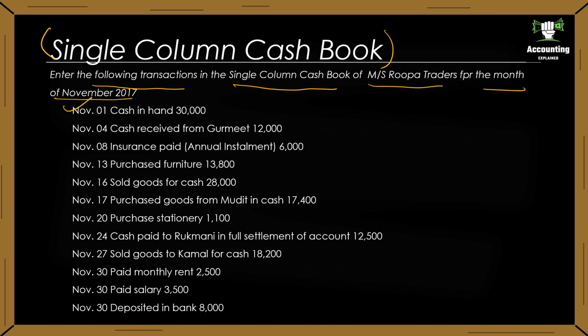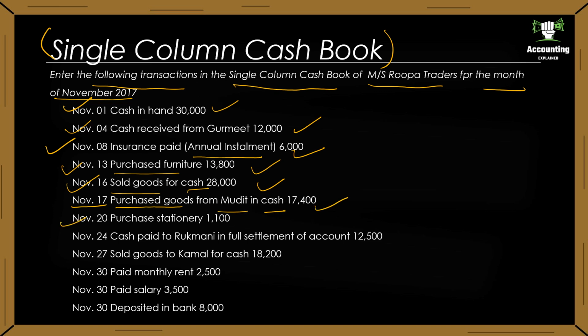Number 1, cash in hand 30,000. Number 4, cash receipt from Gurmeet 12,000. Number 8, insurance paid annual installment 6,000. Number 13, purchase furniture 13,800. Number 16, sold goods for cash 28,000. Number 17, purchase goods from Mudit in cash 17,400. Number 20, purchase stationery 1,100.